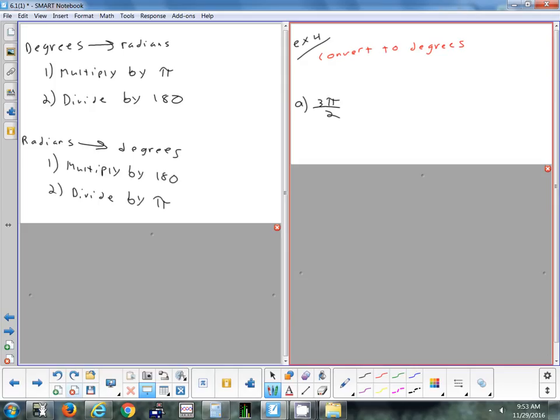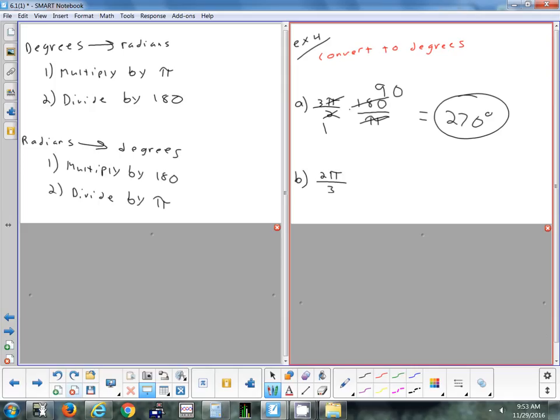Now to convert to degrees, it's just the opposite. You multiply by 180, and you divide by pi. So when I do this, what's going to cancel out here? The pi's cancel. And how many times does 2 go into 180? 90. And you're left with 3 times 90, which is how much? 270. So 3 pi over 2 is the same as 270 degrees.